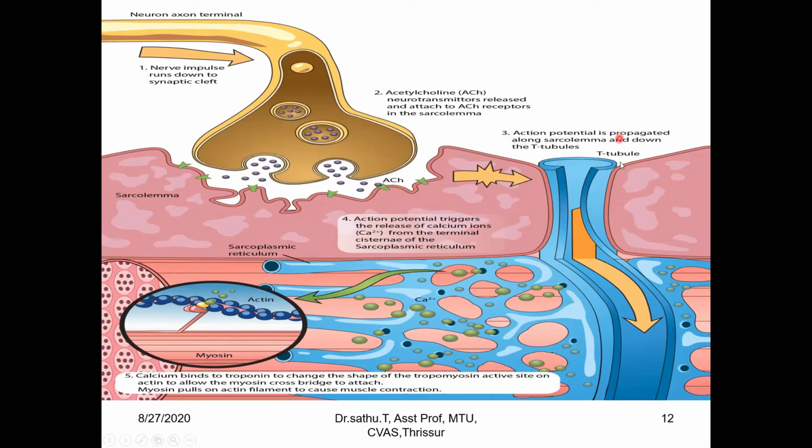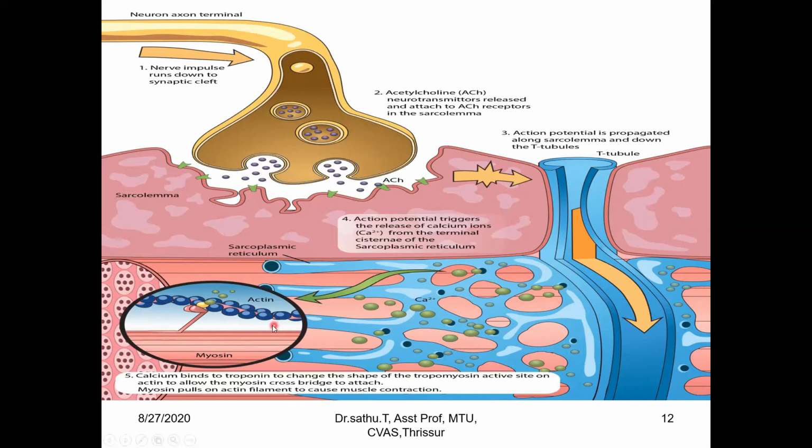The action potential is propagated along the sarcolemma and down the T tubule. It will be going through the T tubules, and it will be reaching the triads or the sarcoplasmic reticulum. Once the action potential reaches the sarcoplasmic reticulum, the calcium ion is released. Once the calcium ion is released, there is around a 10 to 100-fold increase in the calcium ion in the sarcoplasm.